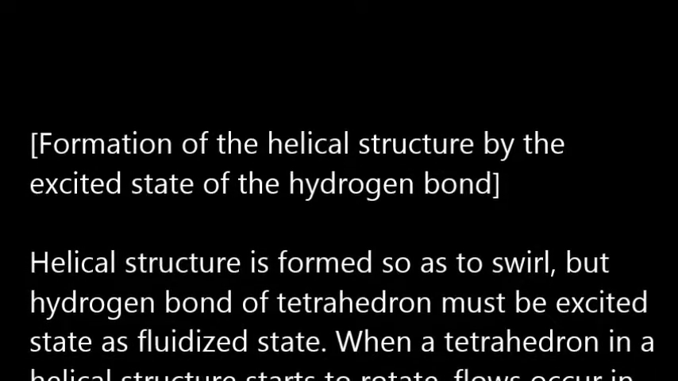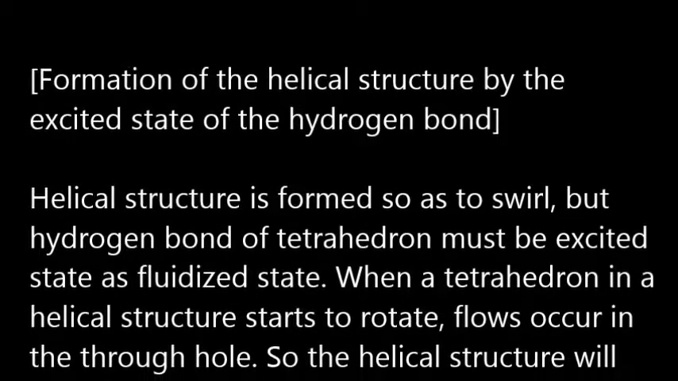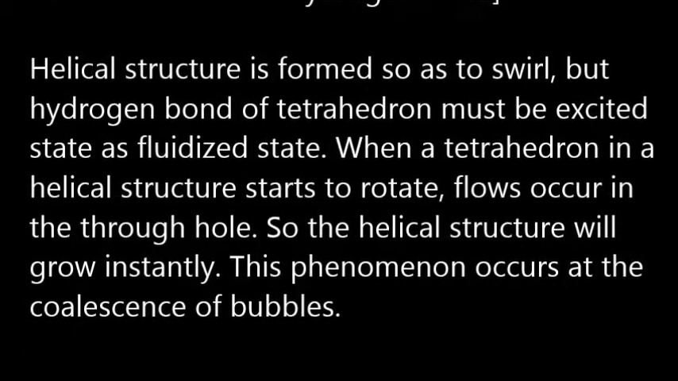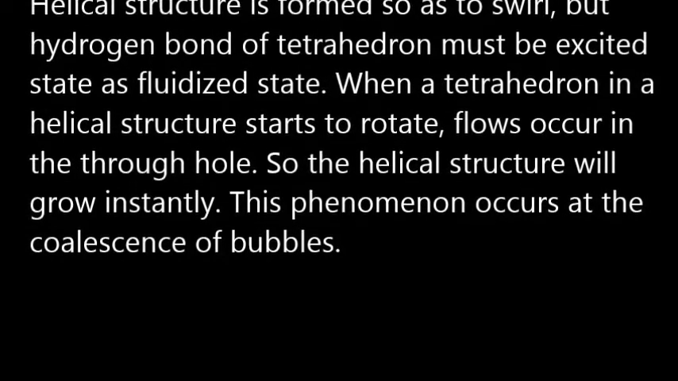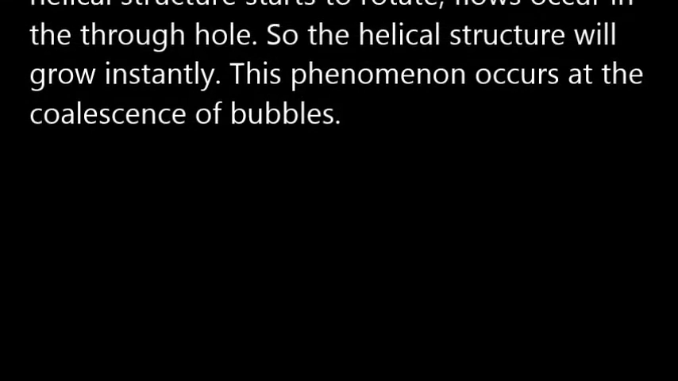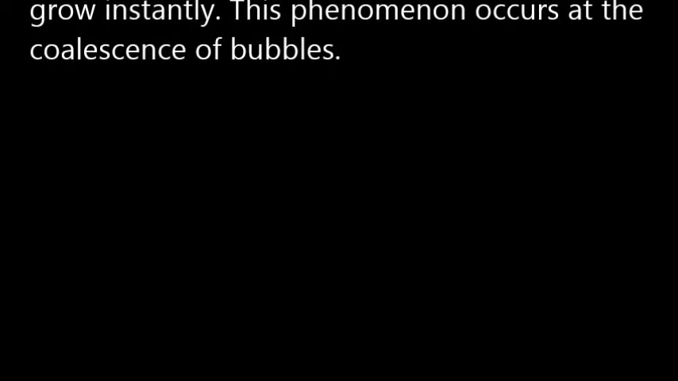Formation of the helical structure by the excited state of the hydrogen bond. Helical structure is formed so as to swirl, but the hydrogen bond of tetrahedron must be in an excited state as a fluidized state. When the tetrahedron in a helical structure starts to rotate, flows occur in the through hole. So the helical structure will grow instantly. This phenomenon occurs at the coalescence of bubbles.